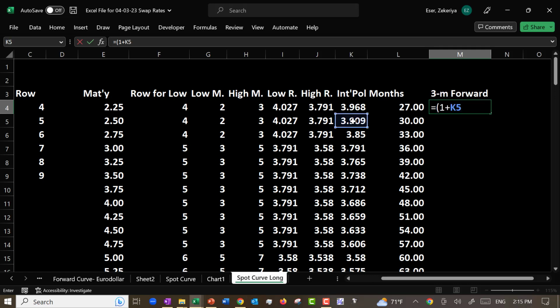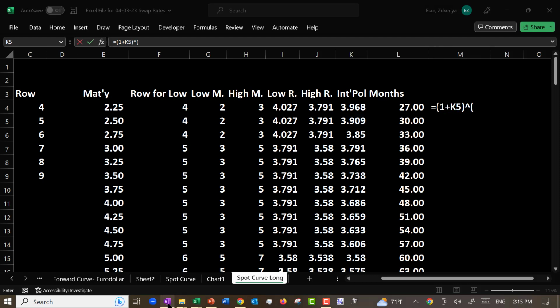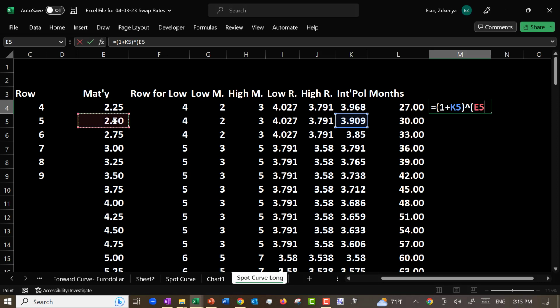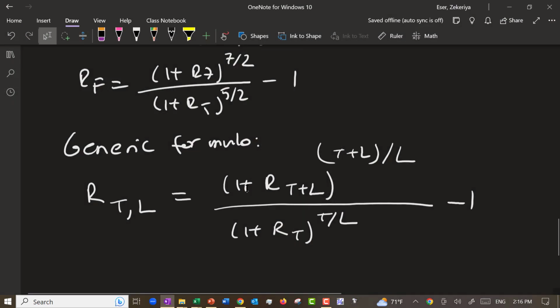Raised to the power T plus L over L, which means T plus L is here. L is the distance between them. Technically, I know it's 0.25, but if I've changed this whole thing, it should still work. That's just the numerator. 1 plus the long rate raised to the power number of long years divided by the short years.